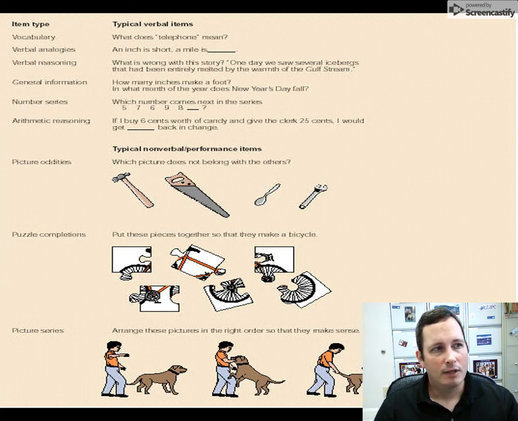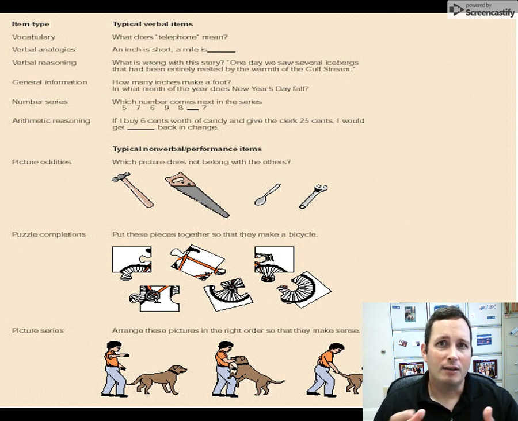Number series, so what number comes next, as you can see there. The answer, with the problem, we get 5, 7, 6, 9, 8. I'm going to embarrass myself here. I'm going to say 11 offhand. And then we also have arithmetic reasoning, which is your old faithful math problems. If I buy 6 cents worth of candy and give the clerk 25 cents, how much change would I get back? And the answer here, 19 cents back in change. So these are all very verbally related skills, as you can tell. I'm quite heavy in that.